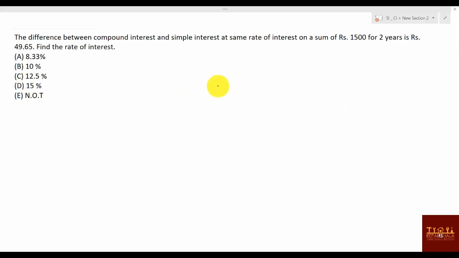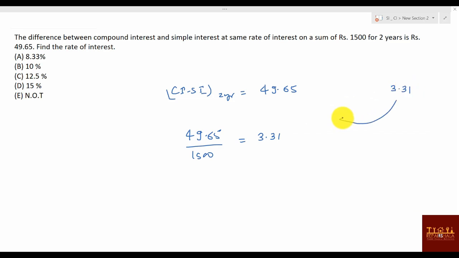This is now rate of interest, difference between compound interest and simple interest. For 2 years, it is 49.65. Now 49.65 in terms of percentage, you find how much it will be? 10% is 150, 1% is 15. So this will be something like 3.31, right? And if CI minus SI is 3.31 and you have to go to rate of interest, what you will be doing? 3.31 into 100 and square root. So you will be getting square root of 331.